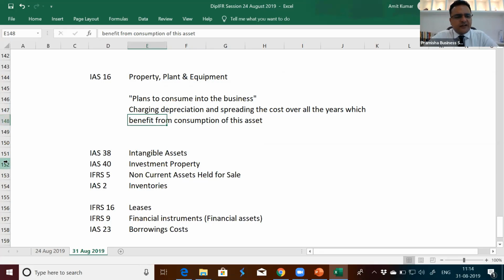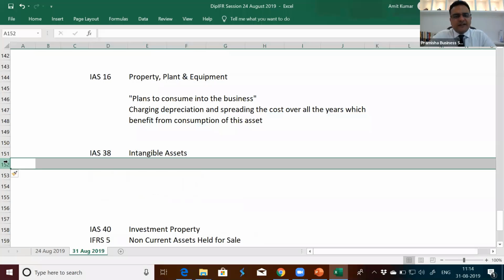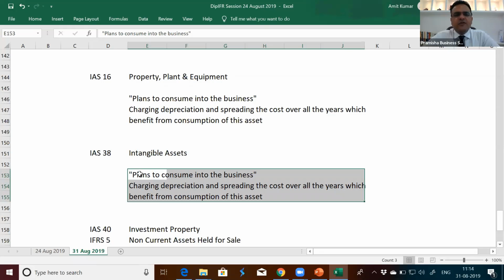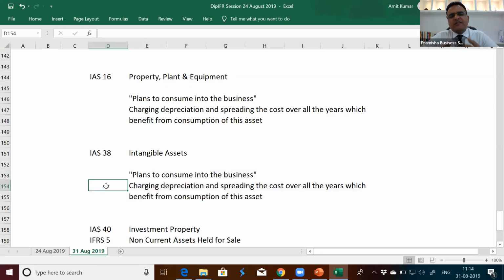Same goes for IAS 38. They are intangible assets which the business plans to consume into the business and which may be used in the business. So when a business consumes, it means what? That the cost of the asset which the business is going to consume, whether it is land and building, whether it is plant and machinery, whatever cost has been spent on this, the business is going to consume it through use. And if the business is going to consume it through use, we need to spread this cost over all the years which benefit and charge that cost against the revenue which we have earned by using this asset.